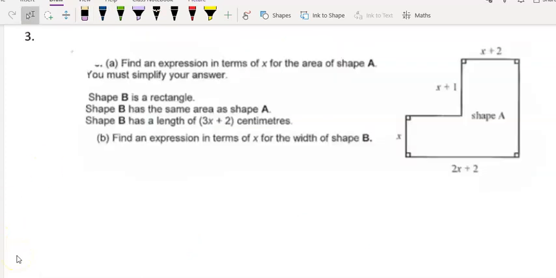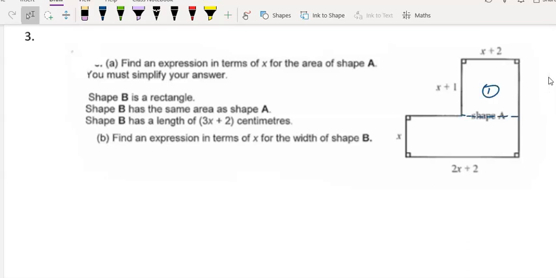Okay, 3 part A says find an expression in terms of x for the area of the shape A. So this shape A is this whole sort of L-shaped thing. So we've got to work out what this is. I'm going to do this by splitting this into 2 bits. So the first thing I'm going to do is I'm just going to draw a wee horizontal line across here.